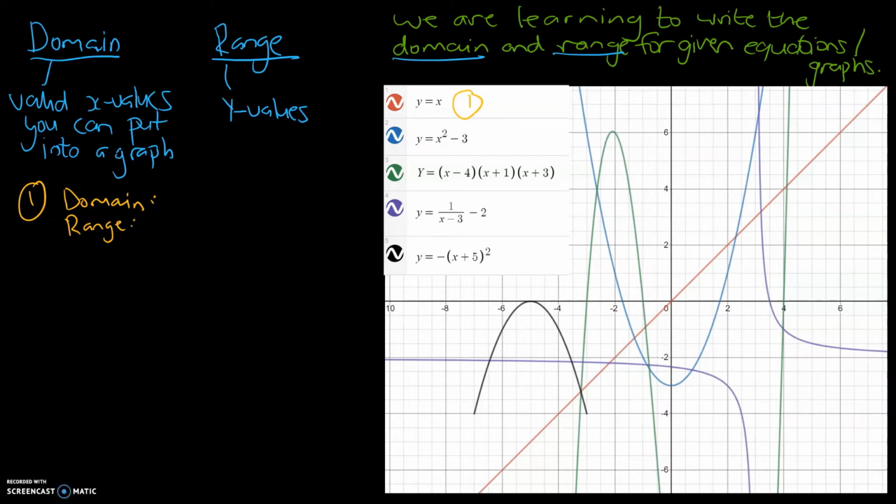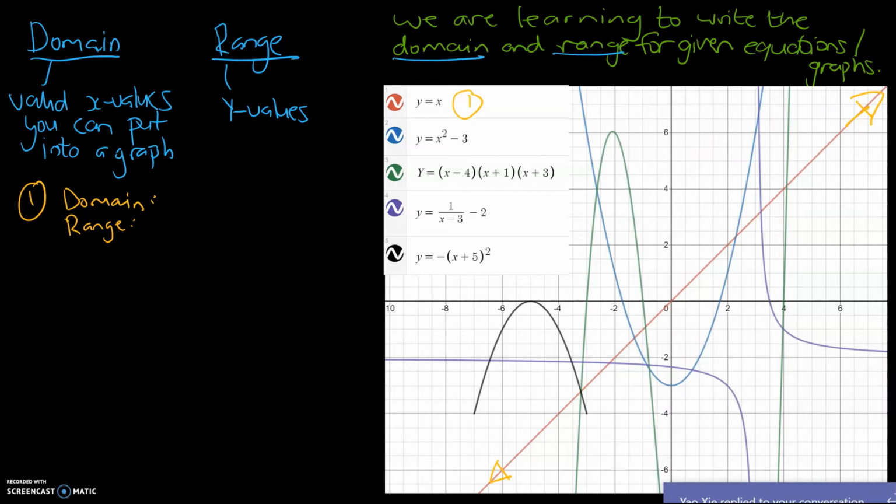So the domain of this one, so again to recap, it's all x values that can go into the graph or the equation. And if you think about this graph, we're dealing with y equals x, that's a straight line. In theory, it goes on forever upwards and it goes on forever downwards. So that means all x values and all y values are valid for our equations.